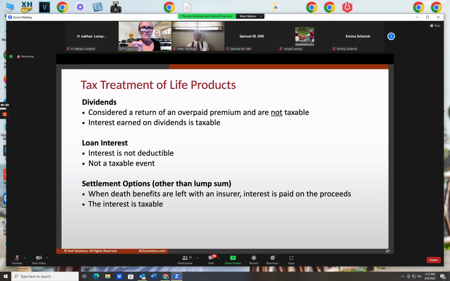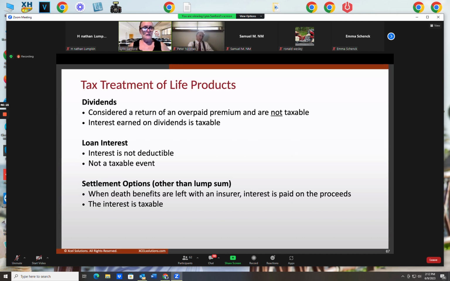Because interest is growth, and growth is always taxable to you in the year in which you receive it. Interest earned on dividends is taxable, even though the dividend is not taxable. Dividend in the insurance world is a return of part of the premium you paid with after-tax dollars. Therefore, a dividend is not taxable to you. But interest on a dividend is growth, and growth is always taxable to you in the year in which you receive it.